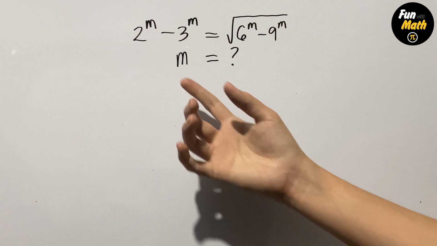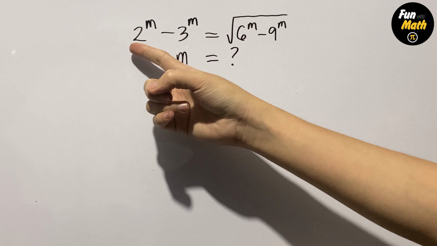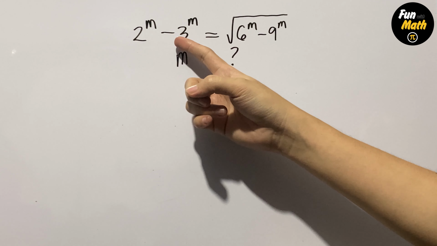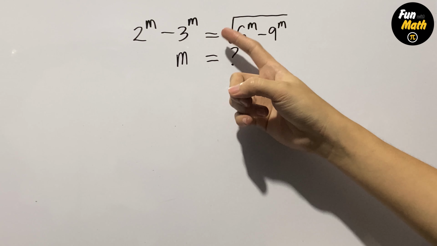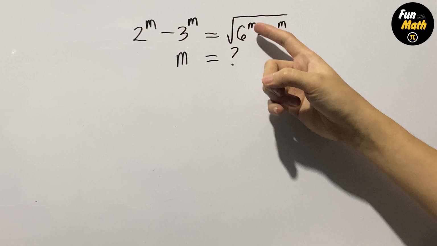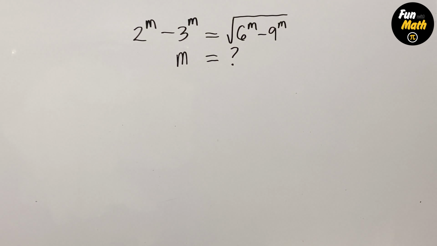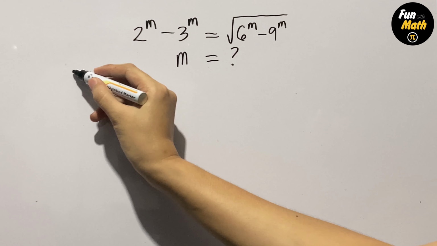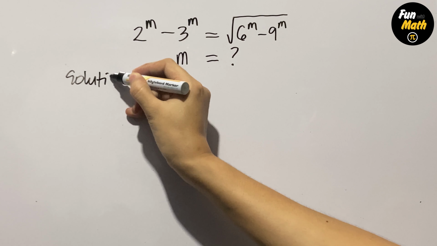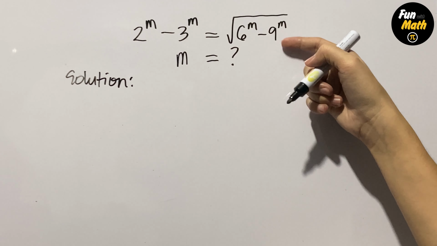So here's another explanation of problem. 2 to the power of m minus 3 to the power of m is equal to the square root of 6 to the power of m minus 9 to the power of m. Solve for m. Now, to solve for this, here's the solution. Let's write it down.